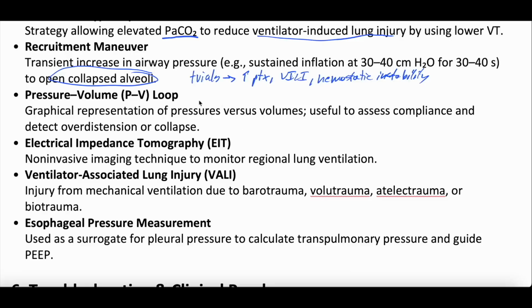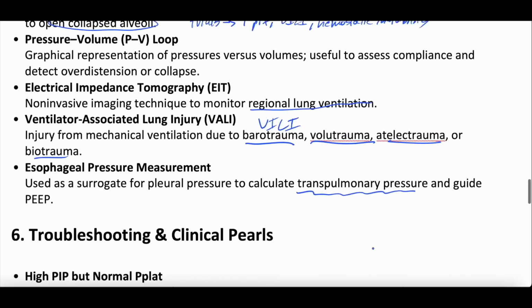Pressure volume loops. This is a loop you can get on the ventilator. We won't talk more about that. It can be helpful when there's overdistension or collapse of alveoli. Electrical impedance tomography. This is not something that we use, but it can be used to monitor regional lung ventilation. Ventilator-associated lung injury or ventilator-induced lung injury is another way you'll hear people talk about it. And this is injury to the lungs from mechanical ventilation. We got a whole episode on this: barotrauma, volutrauma, atelectotrauma, or biotrauma. And then esophageal pressure monitors. Some shops have an esophageal probe where you can do esophageal pressure monitoring, which can help you understand something called the transpulmonary pressure.